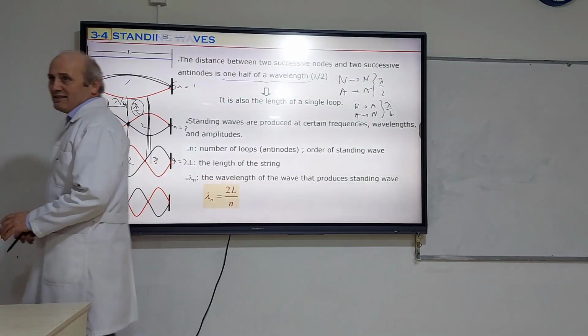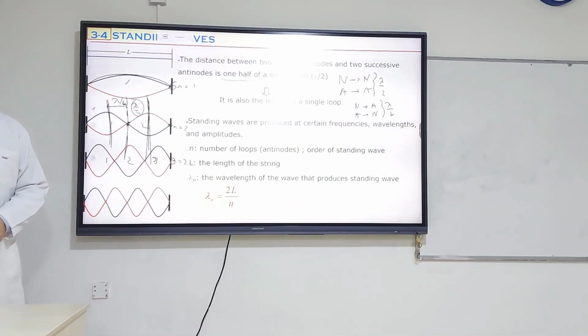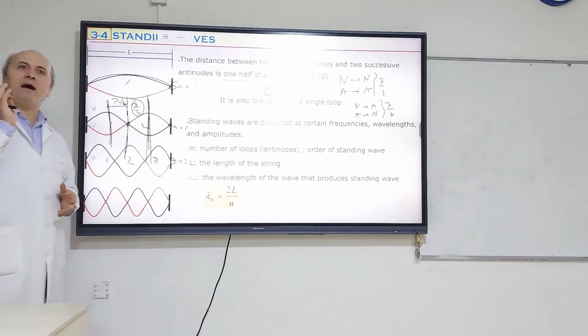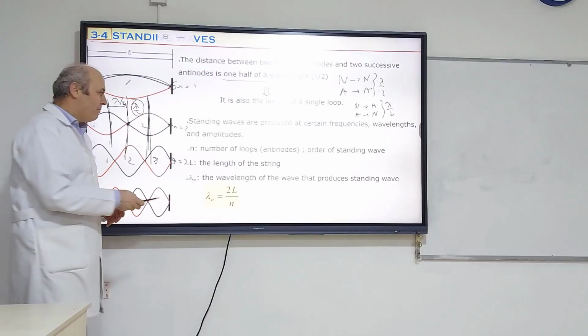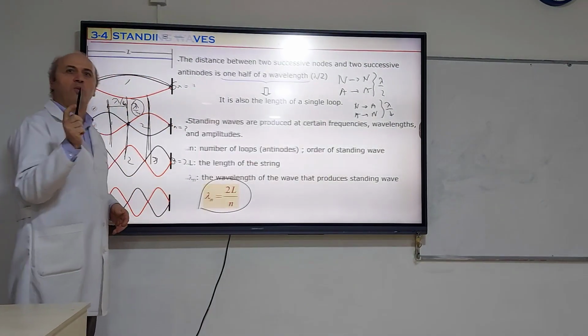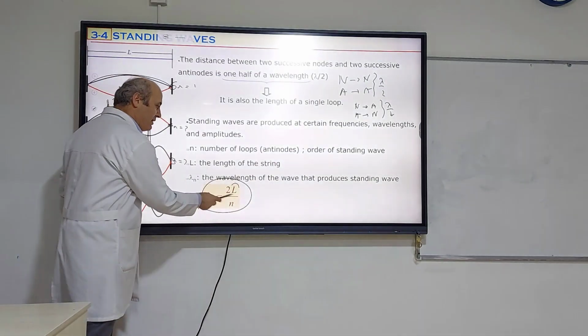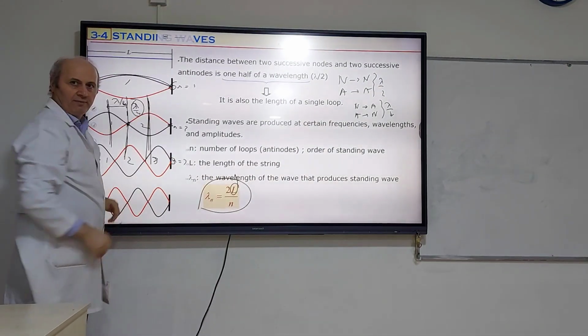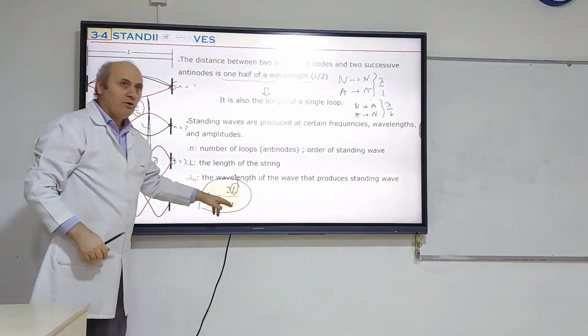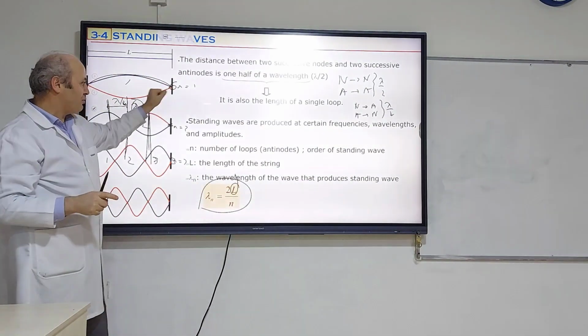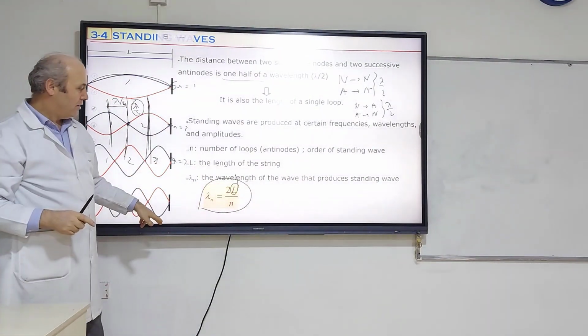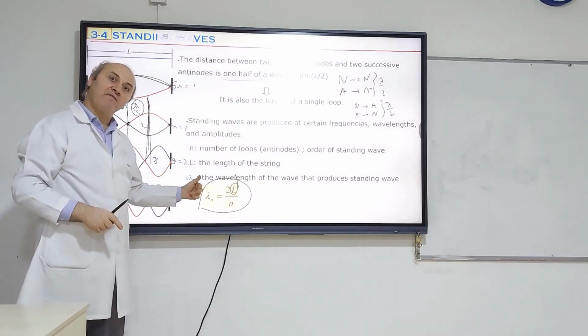And as I said, the standing wave patterns occur not at every wavelength, not at every frequency. They form at some specific wavelengths. By this equation, we can find at what wavelength this standing wave forms. L, length of the string. n, order of the standing wave. n is equal to 1, 2, 3, 4. So lambda is the wavelength which produces this pattern.